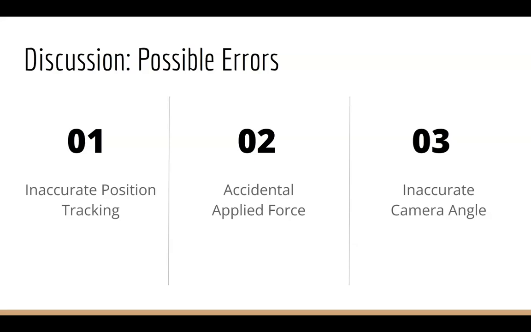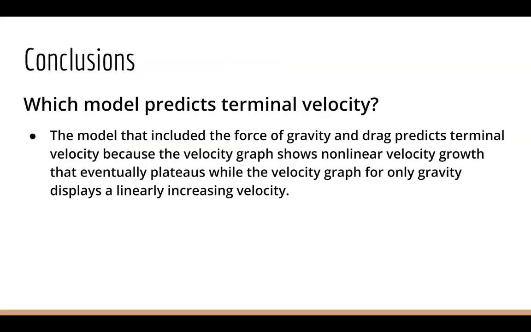Some possible errors that may have occurred include inaccurate position tracking, which is when the red dots tracking the motion of the ball may not have been on the same center of mass, an accidental applied force when I dropped the ball, and an inaccurate camera angle that may have shifted the data.